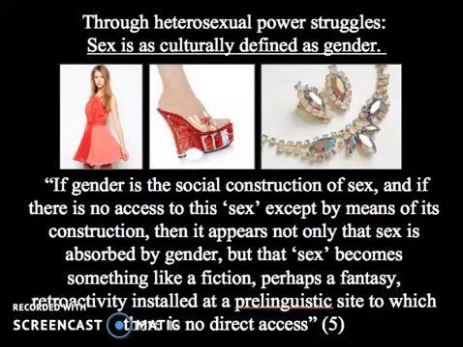If gender is the social construction of sex, and if there's no access to this sex except by means of its construction, then it appears not only that sex is absorbed by gender, but that sex becomes something like a fiction, perhaps a fantasy, retroactively installed at a pre-linguistic site to which there is no direct access.